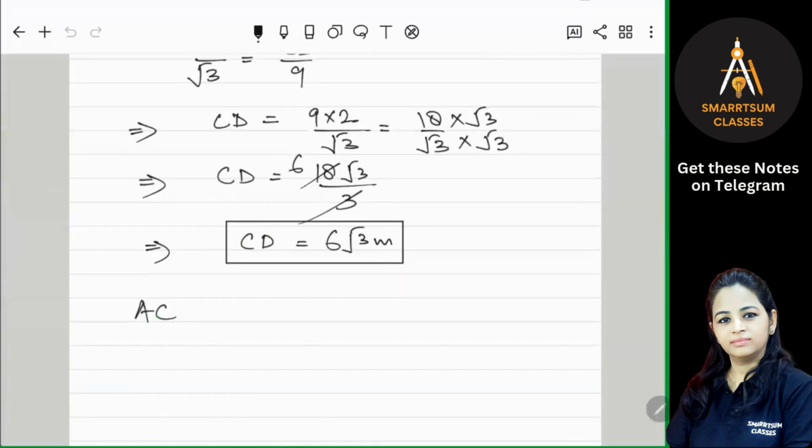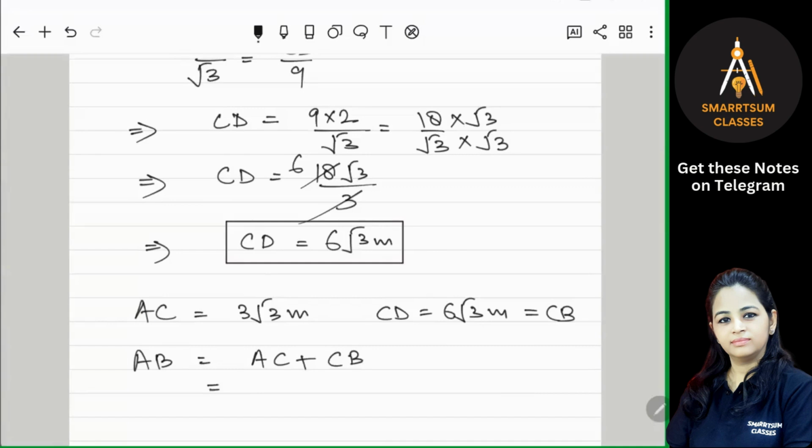So write down. AC is 3 root 3 meter. CD is 6 root 3 meter, right? And this is equal to CB, right? Now AB is equal to AC plus CB, right? Okay. AB is equal to AC plus CB.